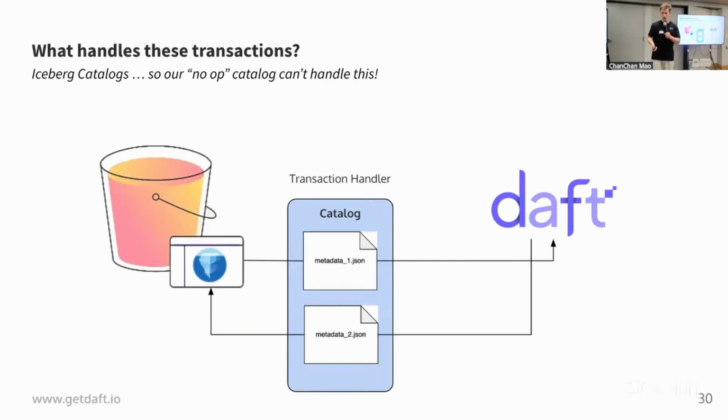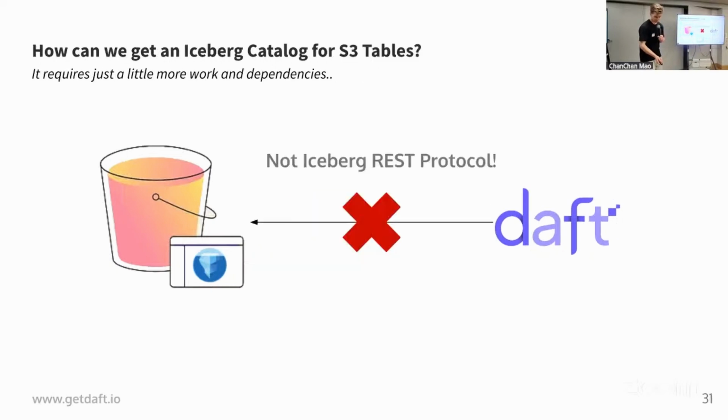So we were never actually using an Iceberg catalog. We just pulled the metadata file and read all the objects, but we don't have Iceberg's catalog to handle this stuff for us. So how do we get one? Well, we could use the Iceberg REST catalog. This can handle the transaction for us, but like I was saying, S3 Tables is not Iceberg REST, but we can make it work with Iceberg REST.